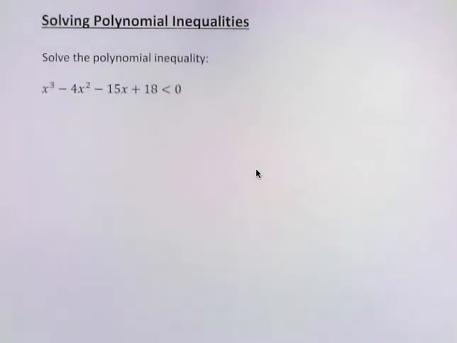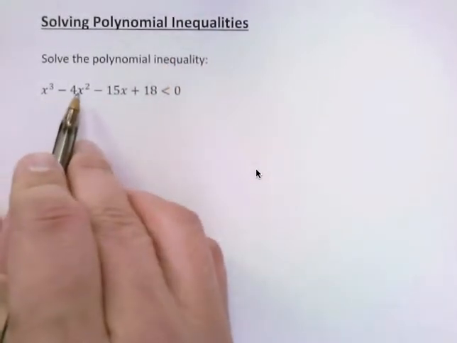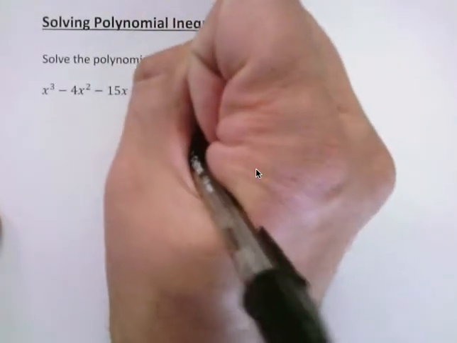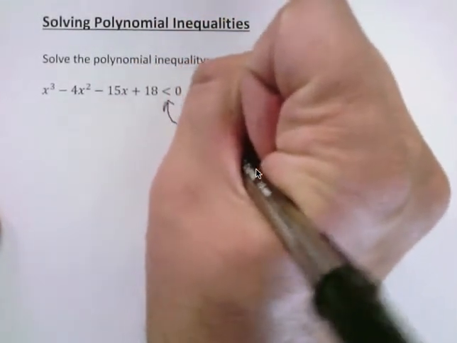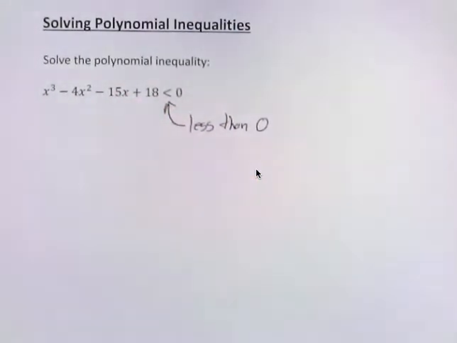All right, let's talk about solving polynomial inequalities. So we have to solve the following polynomial inequality. I have x to the third minus 4x squared minus 15x plus 18, and this says less than 0. So it's saying this polynomial is less than 0.